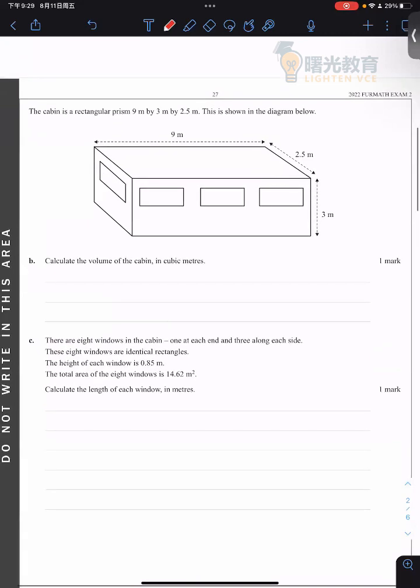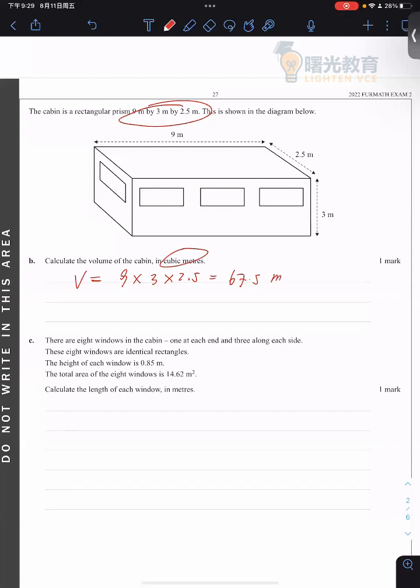Second question, now we have extra information. The cabin is a rectangular prism, 9 meters by 3 meters by 2.5 meters. So now we know the dimensions of this rectangular prism, and it is shown below, all right? First, we need to find the volume of this cabin. Volume is length times width, and now you have to multiply by the height as well. So directly just put everything in. The answer is 67.5, and watch out for the unit, cubic meters, all right, cubic meters.